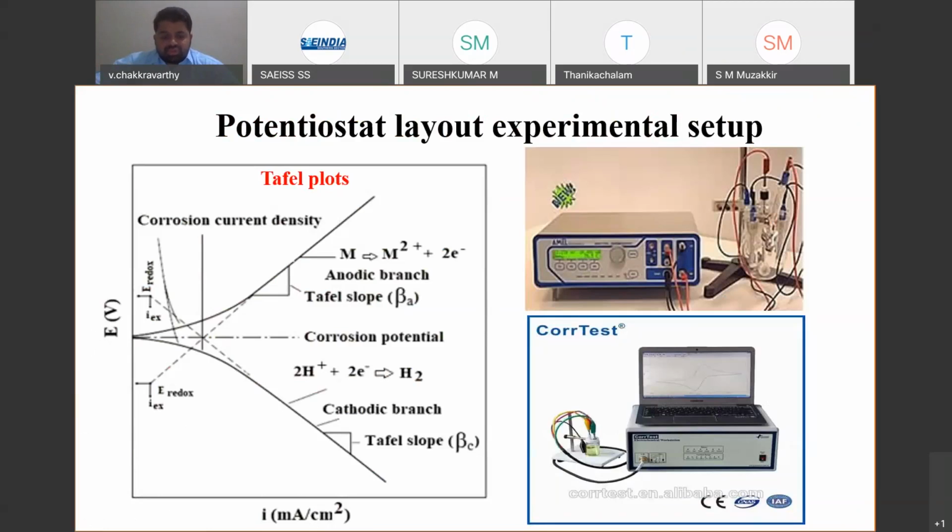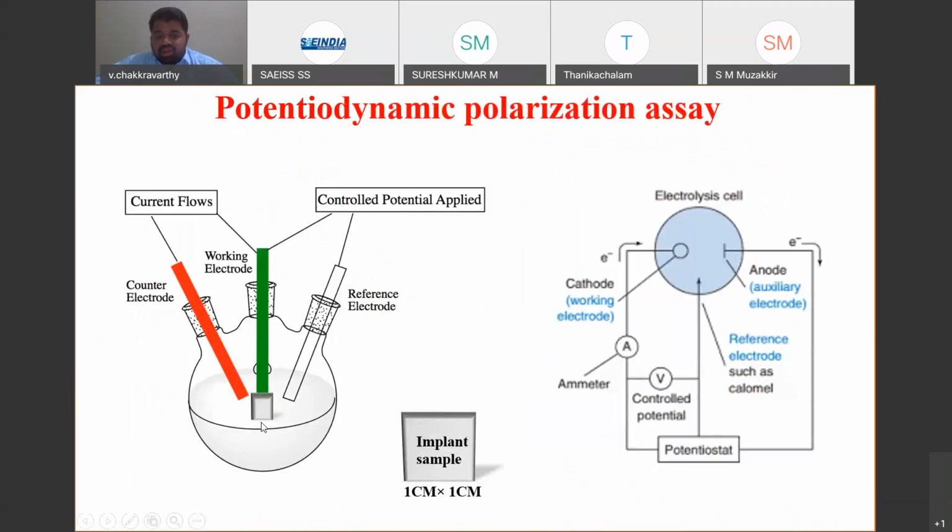Generally we will be filling the simulated body fluid as an electrolyte. Here we could observe the working electrode, reference electrode and counter electrode. All these three electrodes are completely immersed inside the electrolyte, which is nothing but simulated body fluid. I already told you Ringer solution could be used as a simulated body fluid, or Kokubo solution, and even a few other solutions are there. In those solutions, these implant materials will be immersed, and we will be evaluating the corrosion performance.